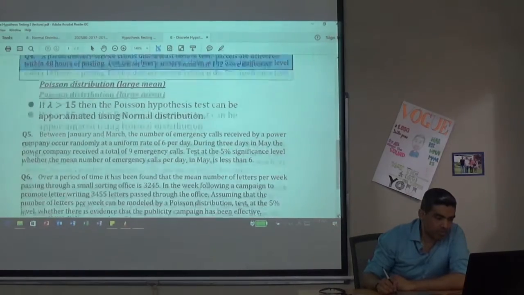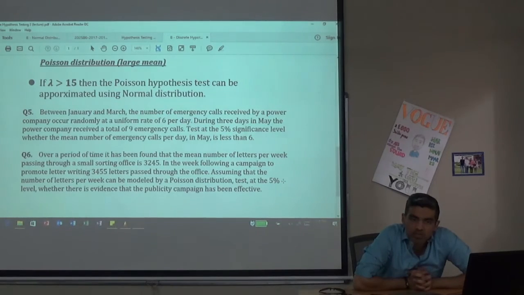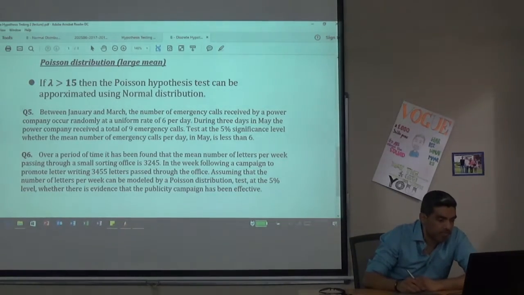Okay, now we're coming down to a question where the situation is a Poisson process, but the lambda value is greater than 15. So when the lambda value is greater than 15, especially when it's greater than 20, you definitely use a normal approximation. If it's between 15 and 20, it's up to you. You can use the formula or the normal approximation, but if it's above 20, then for certain you will use the normal approximation.